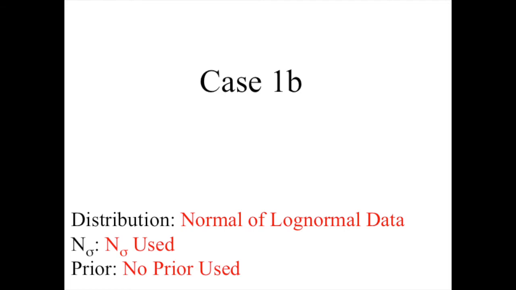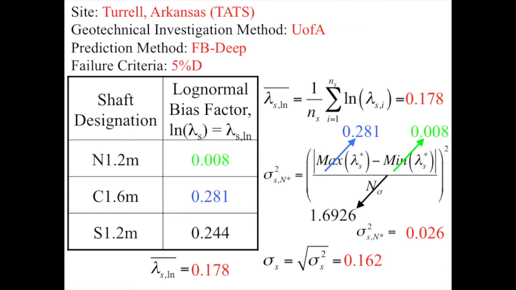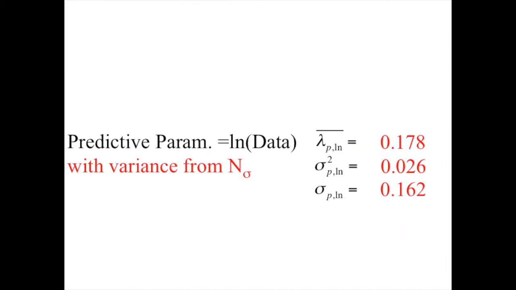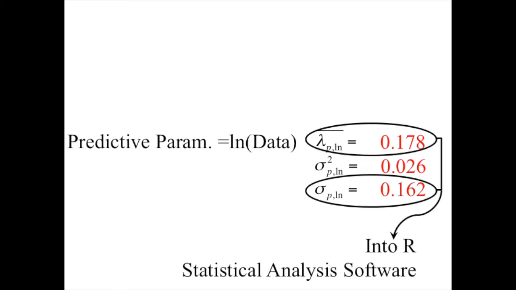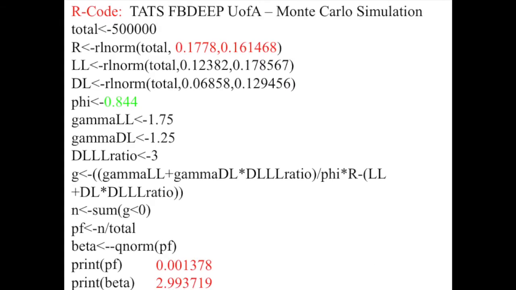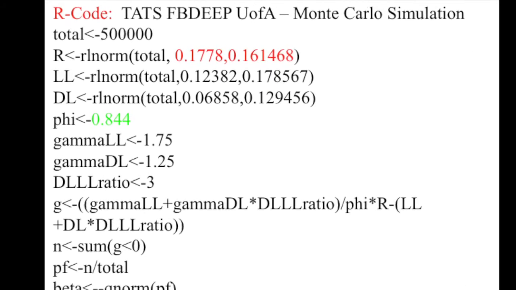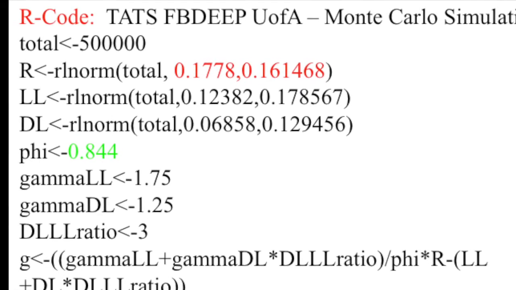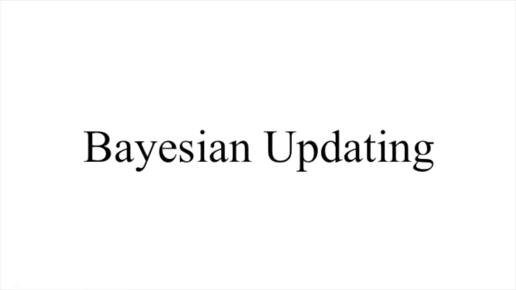For case 1B, the case in which the natural logarithm of the data was considered, the average value of the log normal of the bias factors, 0.178, was the same as that obtained in case 0B, but the n-sigma obtained variance value of 0.026 was larger than the 0.022 variance value obtained in case 0B. When the mean and standard deviation values were input into the R code, a resistance factor value of 0.844 was obtained for case 1B. Although several researchers have used the n-sigma methods, a more robust approach is suggested by using the Bayesian updating technique.